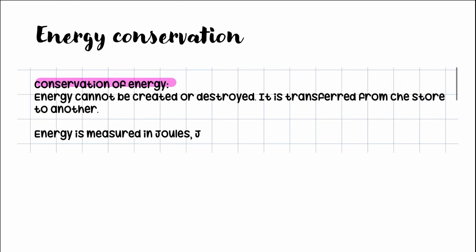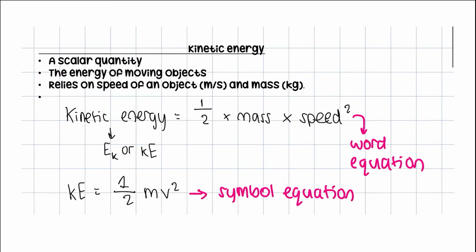Okay, so you need to know about how energy is conserved. There is a law of conservation of energy, and that is energy cannot be created or destroyed. It is transferred from one store to another. So you need to know this definition and make sure you can write it out in an exam. Also, here's the unit for energy. It's measured in joules, which is shown with a capital J.